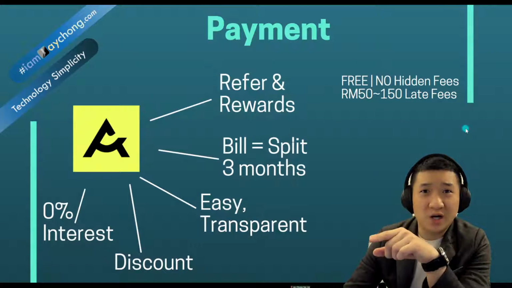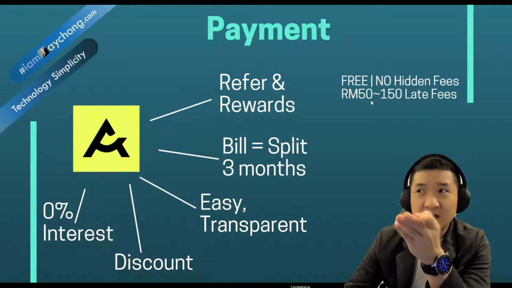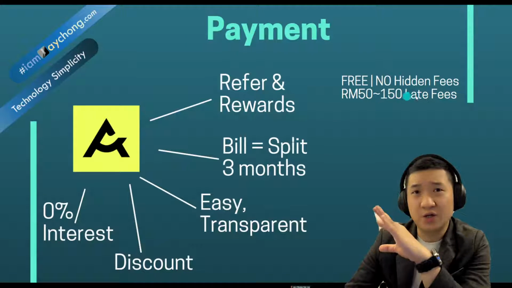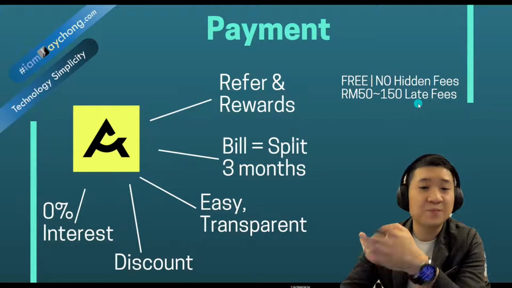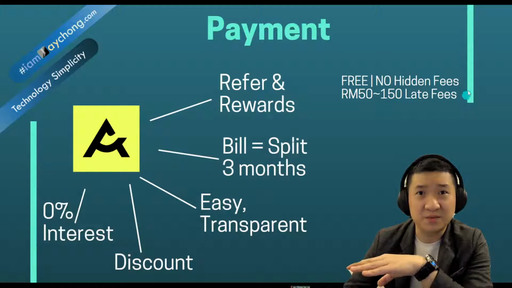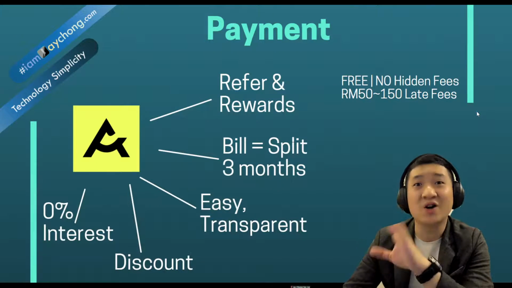Because once you are late for 1 day, they're going to charge you 50. Okay, 50, and then they have some formula like times 30 after 7 days and so on, and then it caps at 150 for late fees. Just be very careful on that. I don't want you to get into trouble because of just splitting the bills while you can actually pay the whole thing on the spot.